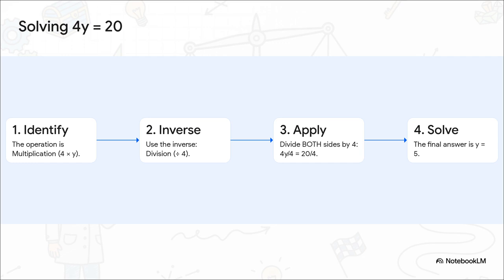And how do we undo multiplication? We use its inverse, division. So we divide both sides by 4. On the left, the 4's cancel out, leaving y all by itself. And on the right, 20 divided by 4 is 5. And there's our answer. Y equals 5.